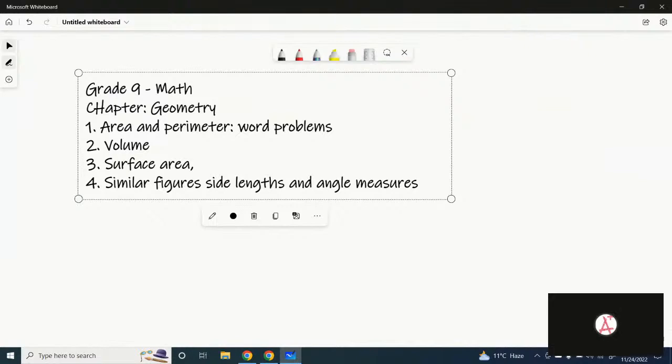Hi everyone, hope you all are good. So, we're going to start with grade 9 maths.